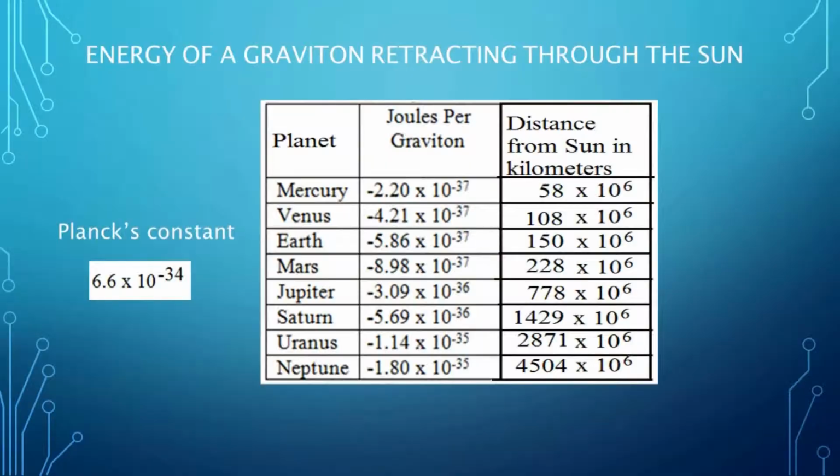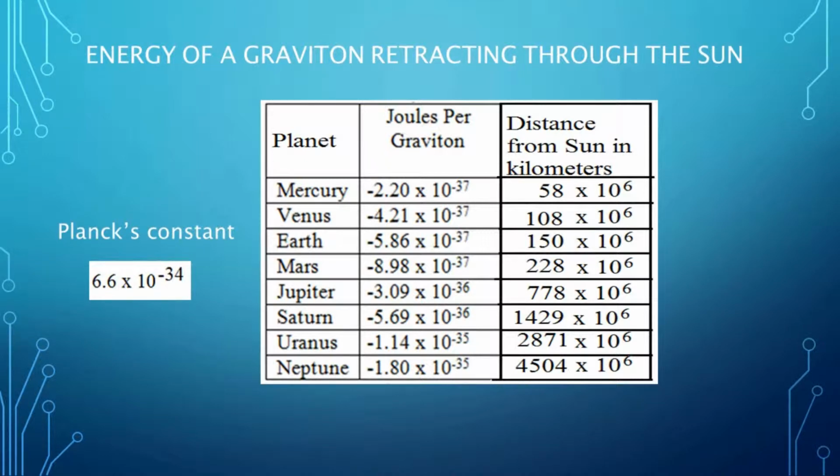I calculated the energy per graviton for Earth's gravitons that penetrate the Sun. I did the same for all the planets in our solar system. The results are shown in the next slide. The question is, how close do the values come to Planck's constant? The negative sign in front of the number of joules shows it is a force of attraction. In all cases, the gravitons are retracting through the Sun. The value of Planck's constant is shown on the left.